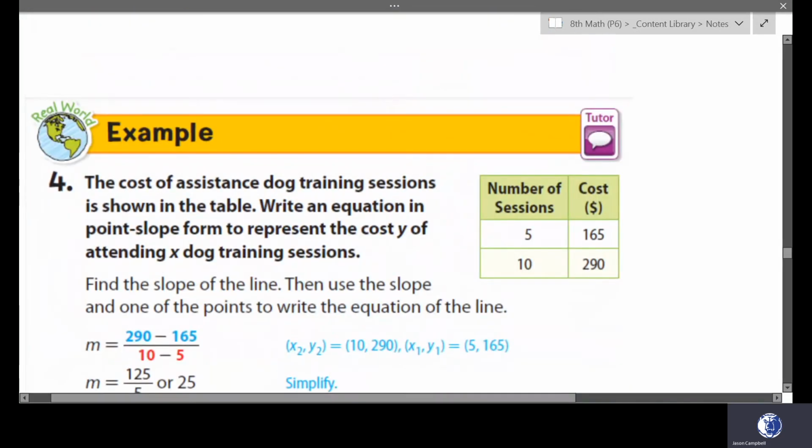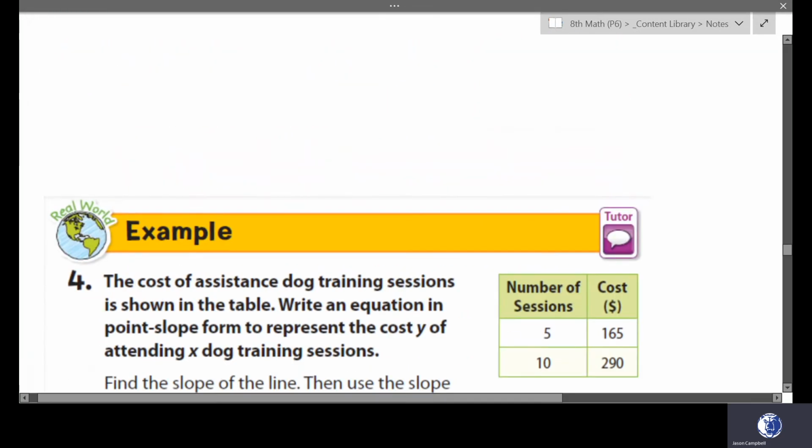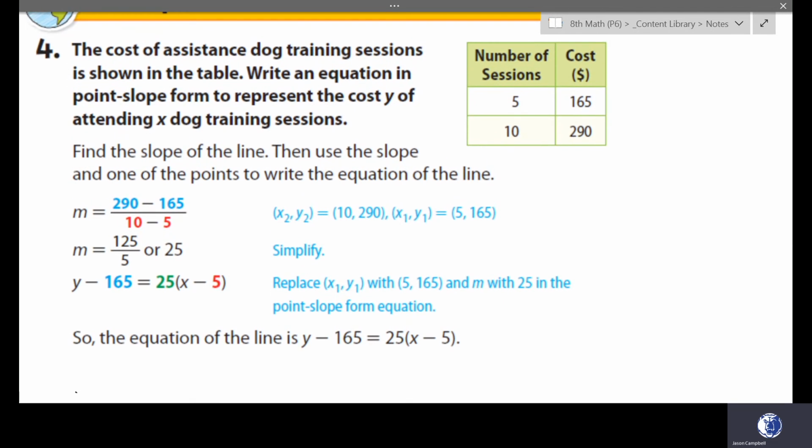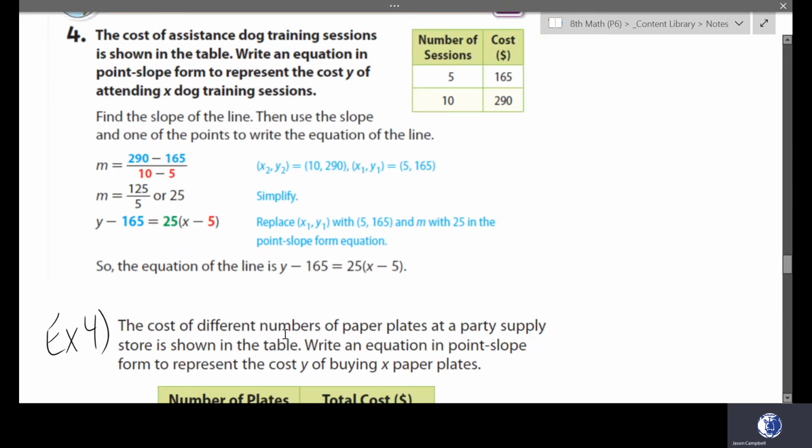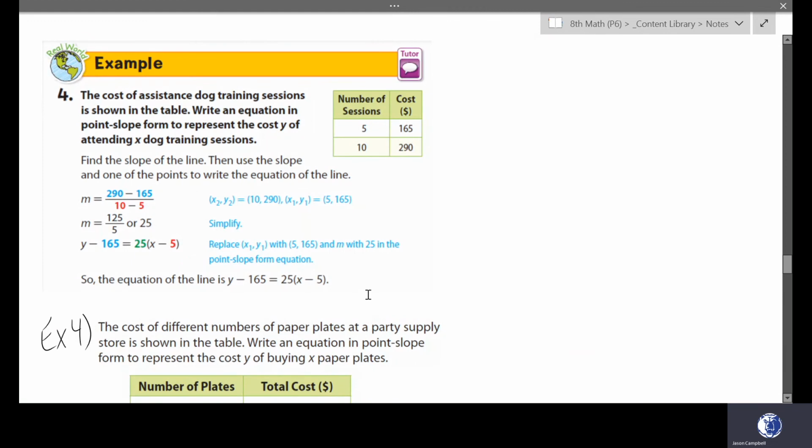In example 4, it says the cost of assistance dog training sessions is shown in the table. Write an equation in point-slope form to represent the cost y of attending x dog training sessions. Find the slope of the line, then use the slope and one of the points to write the equation of the line. So they did the slope formula to find the slope of 125 over 5, or just 25. And then they plugged it in with the first point to the point-slope formula to get y subtract 165 is equal to 25 multiplied by x subtract 5. And then they left the equation in point-slope form.